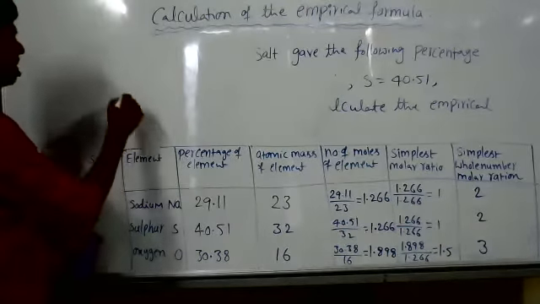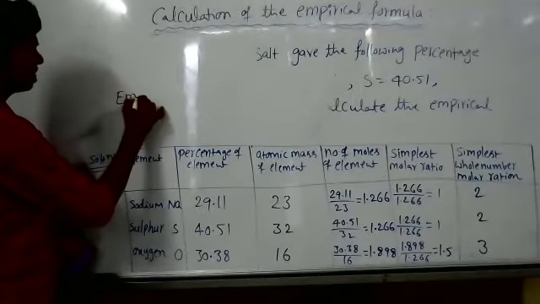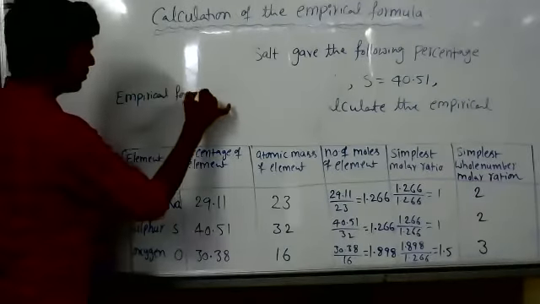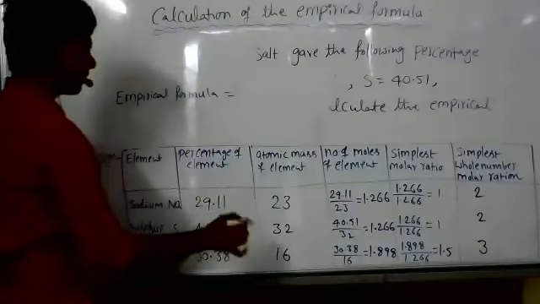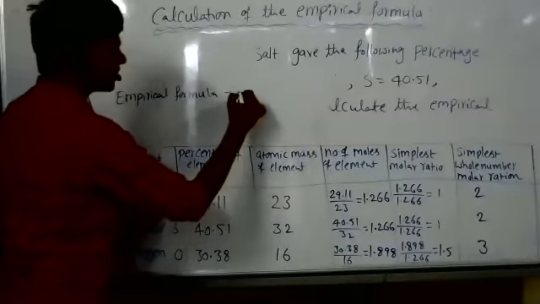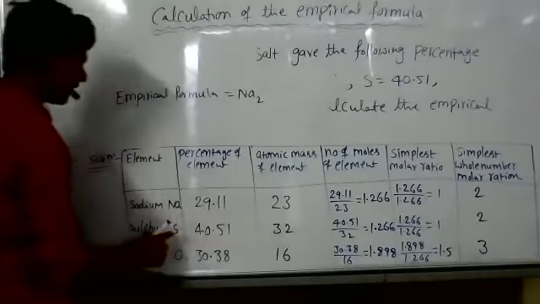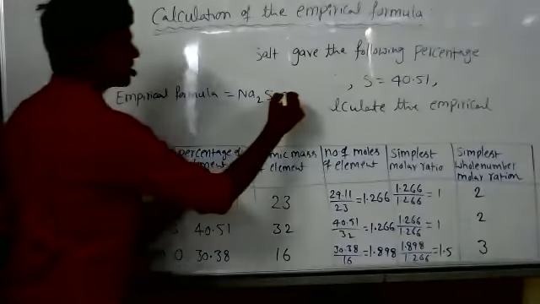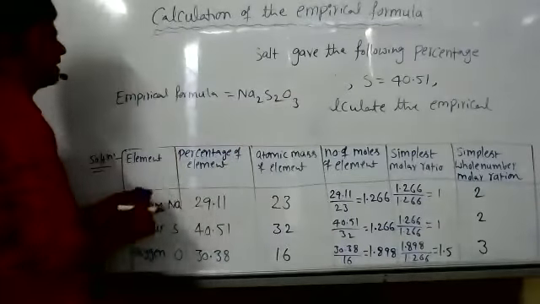So now the final step, the empirical formula. Sodium is 2 atoms, so Na2. Sulfur also 2 atoms, S2. Oxygen is 3 atoms, O3. So the empirical formula is Na2S2O3.